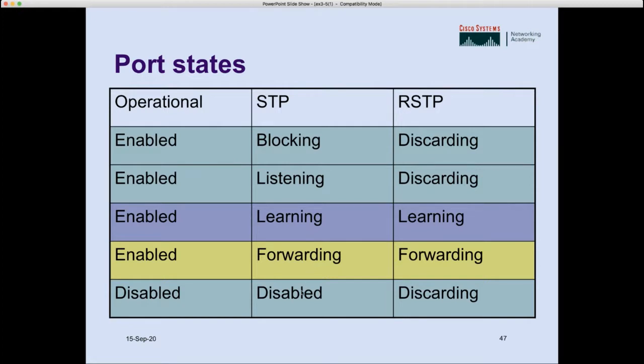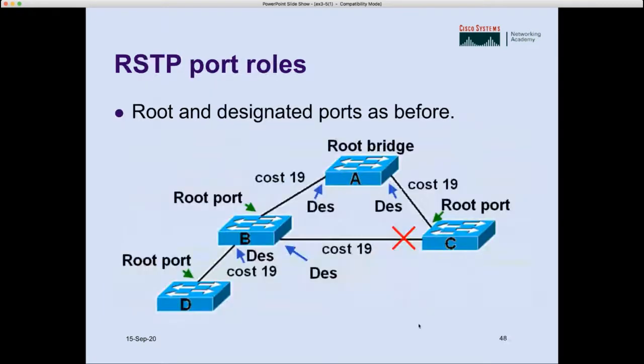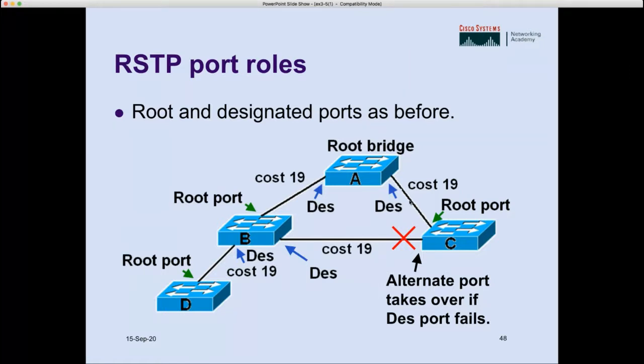A port that is disabled in the old STP is the same thing. It's just called discarding. So the roles, the ports, are just the same, except we use slightly different names. And the alternate port is ready. If the designated port fails, I've got a backup path. So when the guy dug up the cable and this wire is chopped up, I can very rapidly, with rapid spanning tree protocol, recover. It's going to take 1 or 2 seconds, and that's fast enough that most applications don't time out.